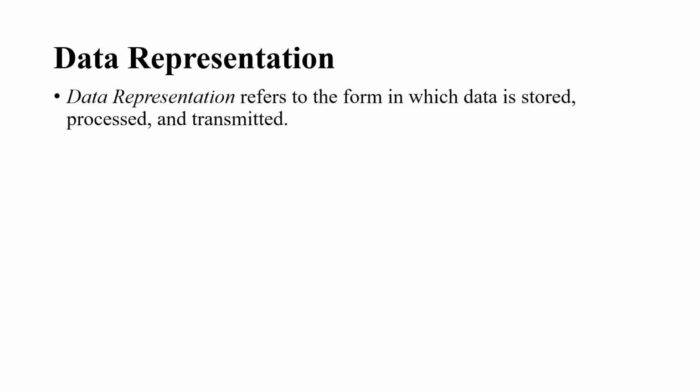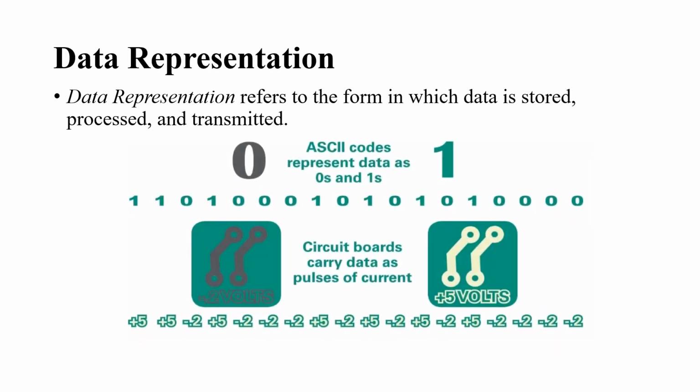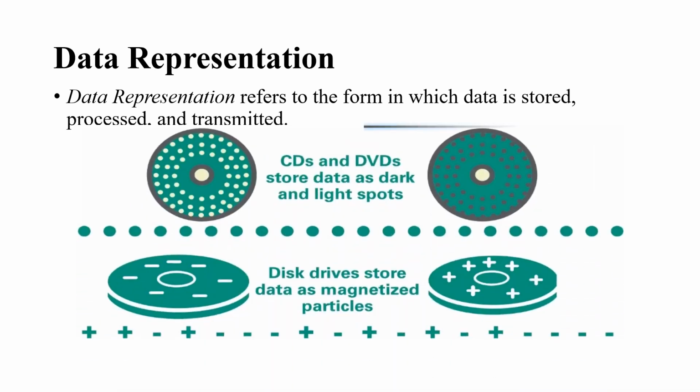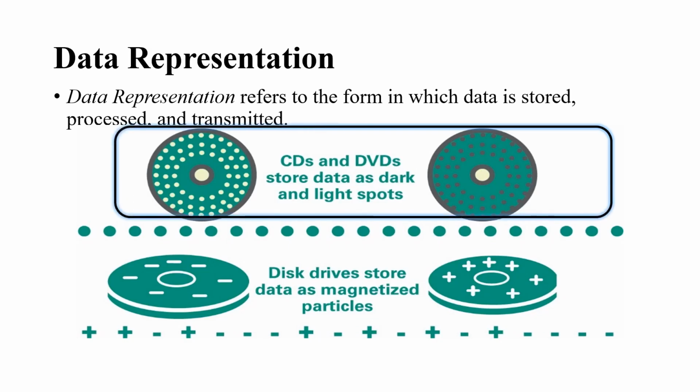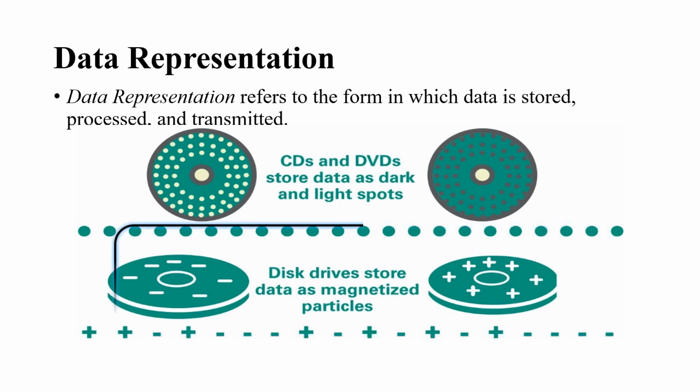Now let's understand data representation. Data representation refers to the form in which data is stored, processed and transmitted. In this image we can see that the ASCII code represents data as 0s and 1s. Circuit boards carry data as pulses of current. CDs and DVDs store data as dark and light spots. Disk drives store data as magnetized particles.